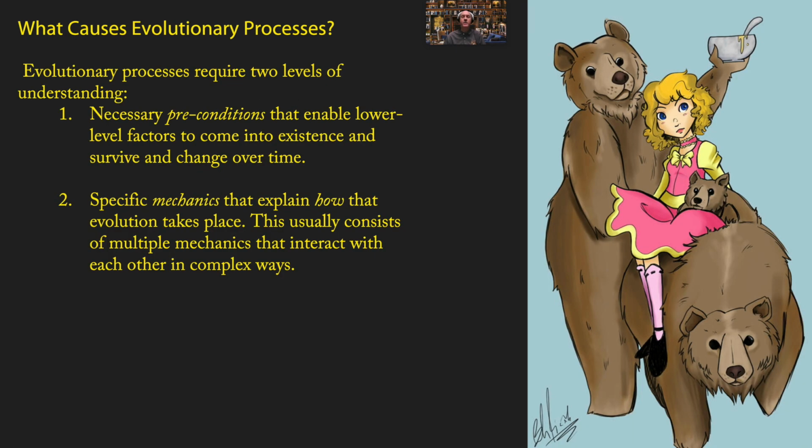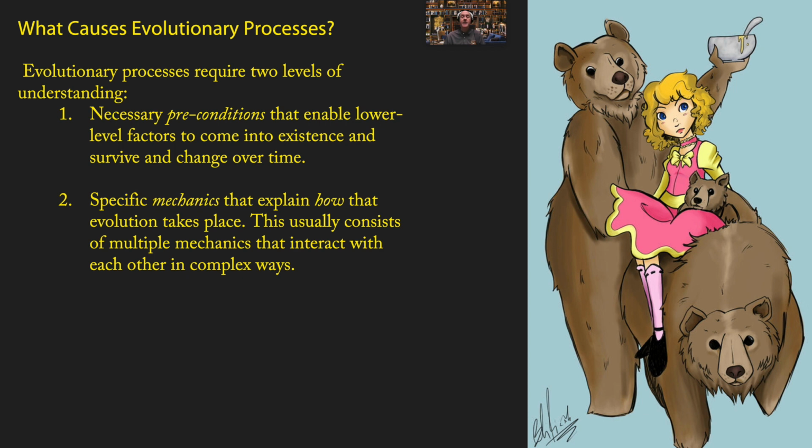One of the problems with determining causality within an evolutionary process is that it's very complex. There is no simple, this one thing causes this other thing. I believe that there are really two levels for understanding an evolutionary process. One is you need to understand the necessary preconditions that enable lower level factors to come into existence and survive and change over time. To give an example, to create life on Earth, we needed the sun.